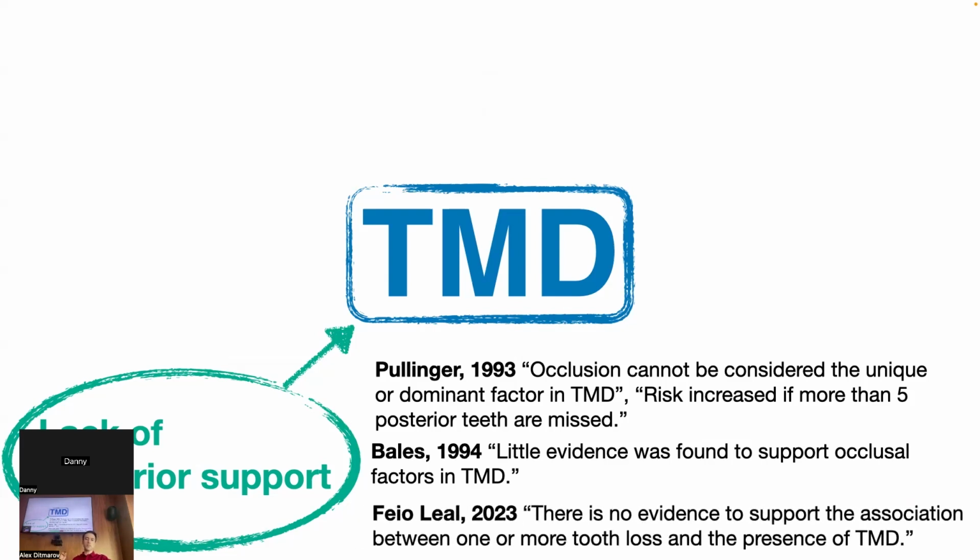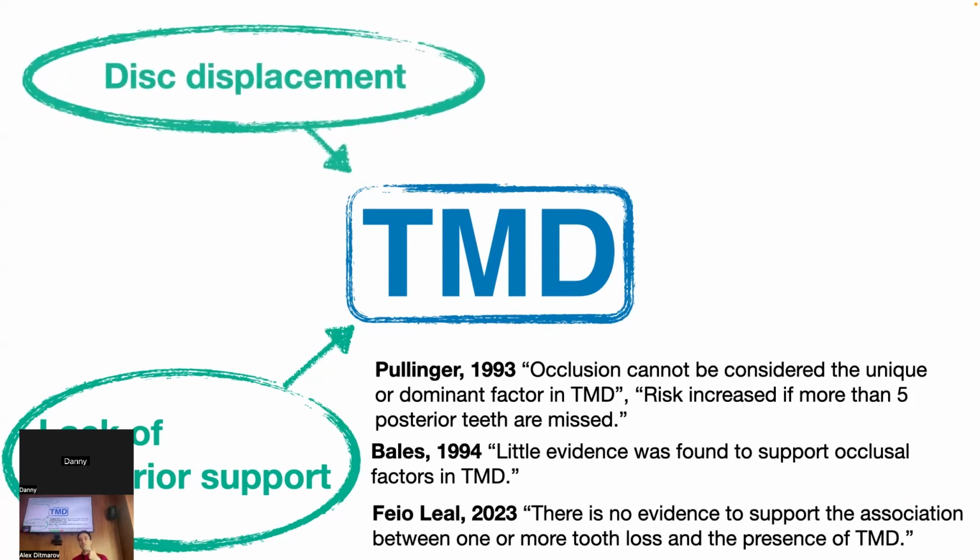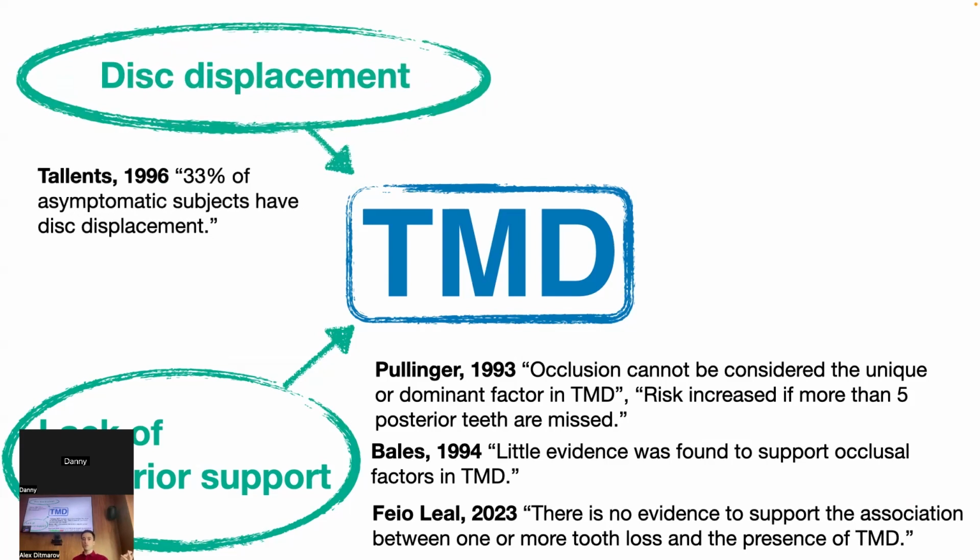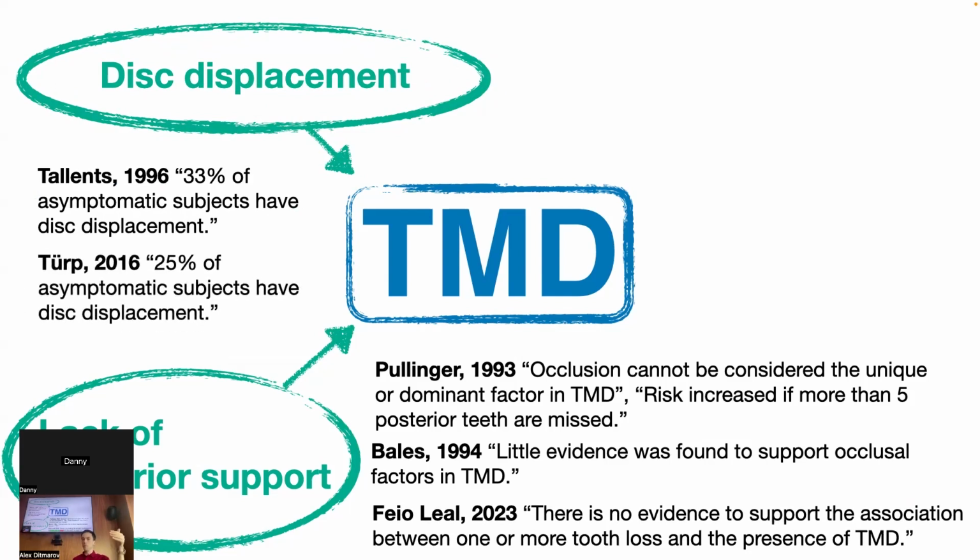And there is a more recent paper. This is actually a systematic review from 2023. There is no evidence to support the association between one or more tooth loss and the presence of TMJ. Okay, so we know that lack of posterior support is not a great risk factor for TMJ. What about disc displacement? I already told you that almost every third patient of yours, an asymptomatic patient, will have a displacement of the disc, right? We have more recent studies on this issue, like this study from Terp, more or less the same number, 25% of asymptomatic subjects have a displaced disc. So again, this displacement is not a great risk factor.